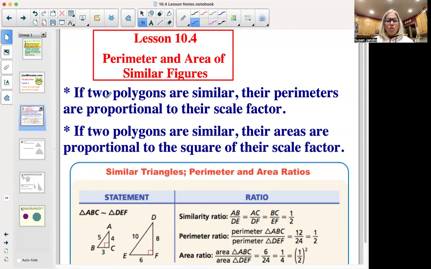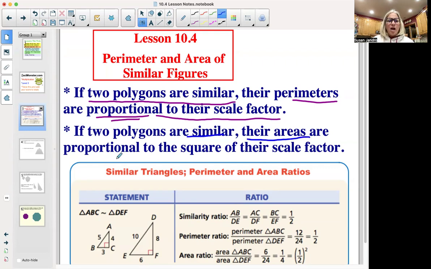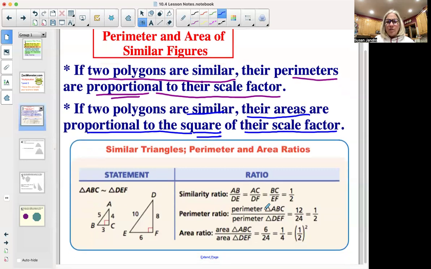So, first of all, what are similar figures? If two polygons are similar, their perimeters are proportional to their scale factor. They're proportional to their scale factor. Okay, and if two polygons are similar, their areas are proportional to the square of their scale factors. Okay, well, let's look at an example.